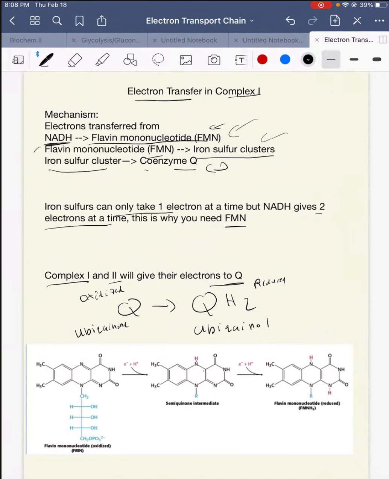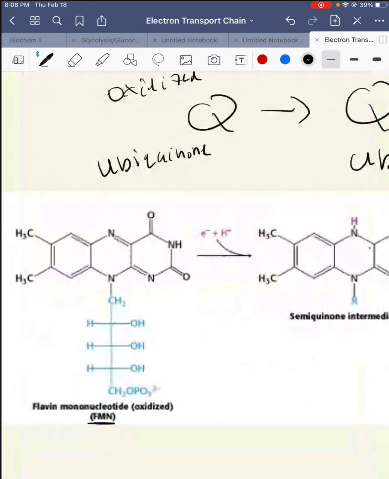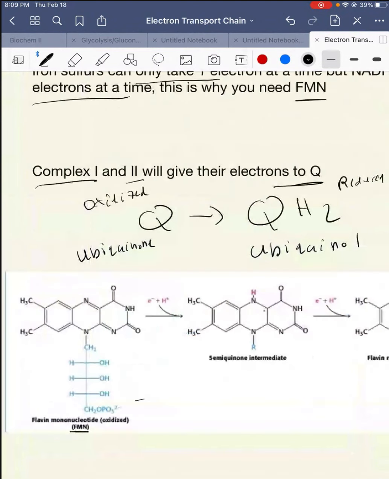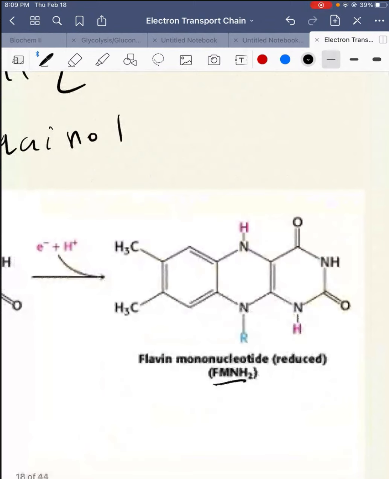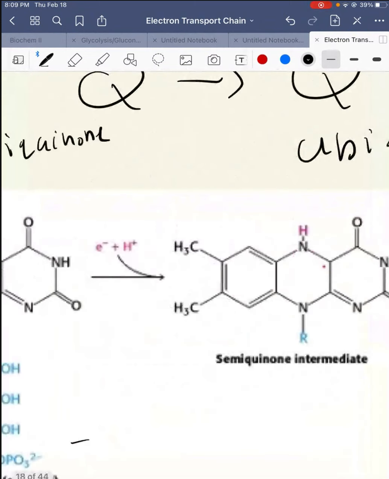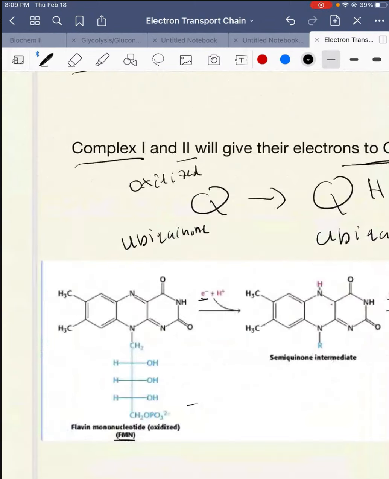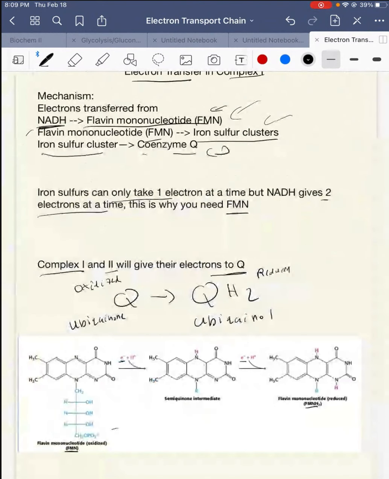So don't confuse these two, especially if you're taking cell phys this semester. I also added FMN down here. This is our flavin mononucleotide. This is the oxidized form, and this is the reduced form. You can see it accepts 2 electrons. It's our mediator in the middle because it can give 1 electron at a time.